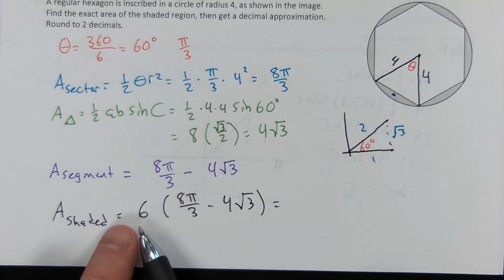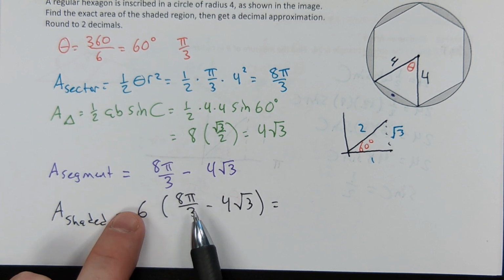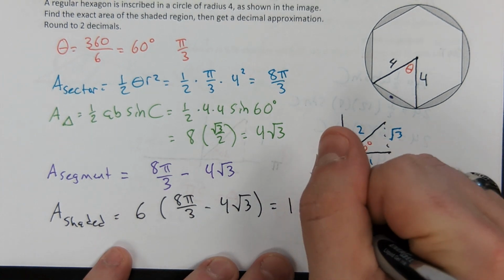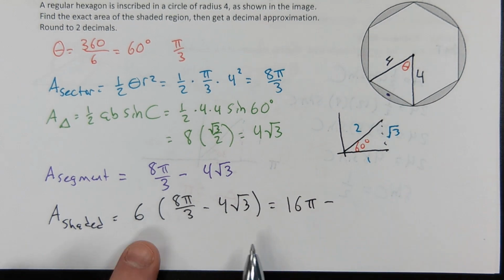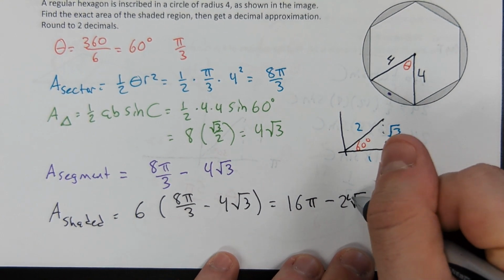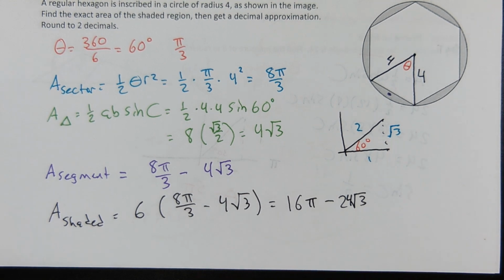Oh, but look. This 6 over this 3 turns into a 2. So it's actually 2 times 8 pi, 16 pi, minus 24 root 3. Oops, I forgot my 4. That's the exact shaded area. I just distributed the 6.